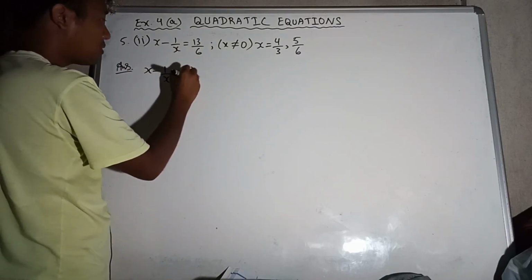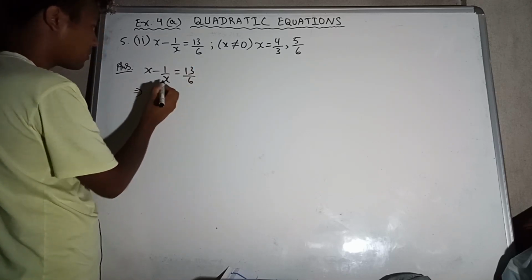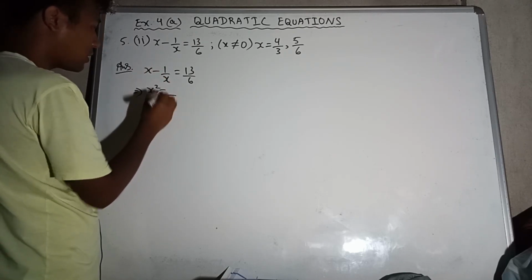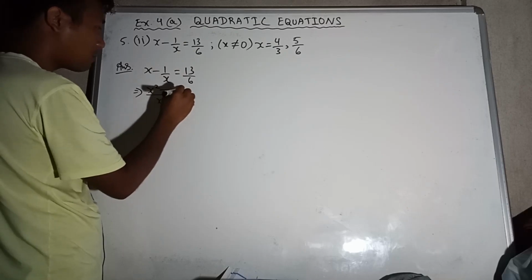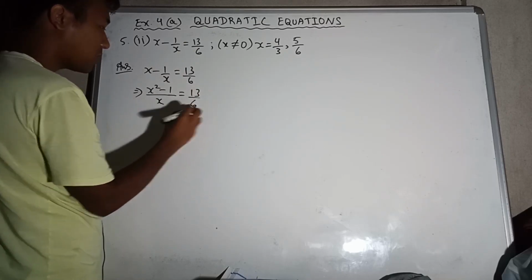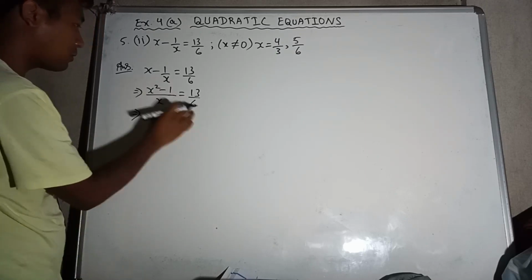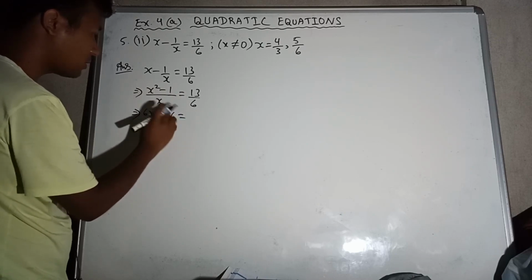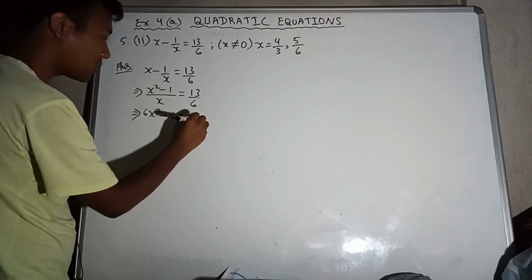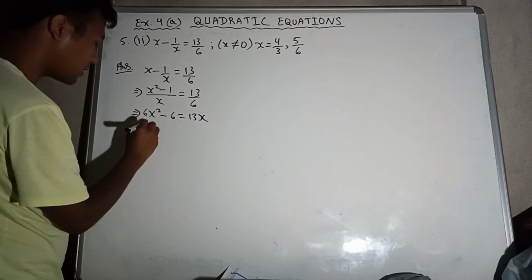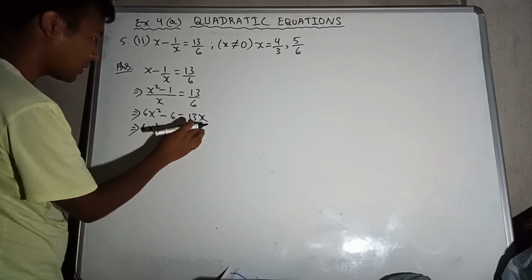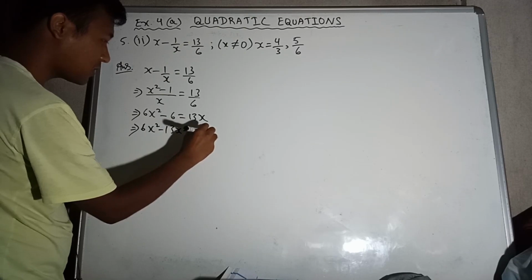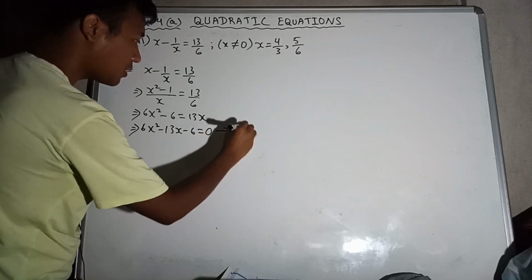Now we solve. x minus 1 by x is equal to 13 by 6, and this implies, taking LCM x, x into x, x square minus 1 times 1 into 1, so this is equal to 13 by 6. This implies that, cross multiply, 6 into x square, 6x square minus 6 into 1, 6. Cross multiply, x into 13, 13x. This implies 6x square minus 13x minus 6 is equal to 0. Therefore, call this equation 1.